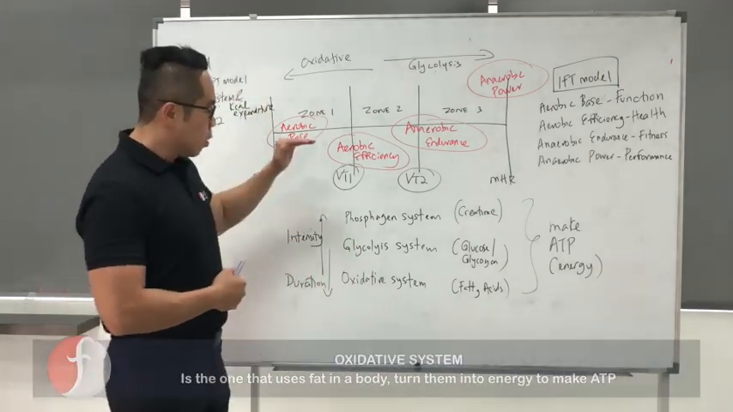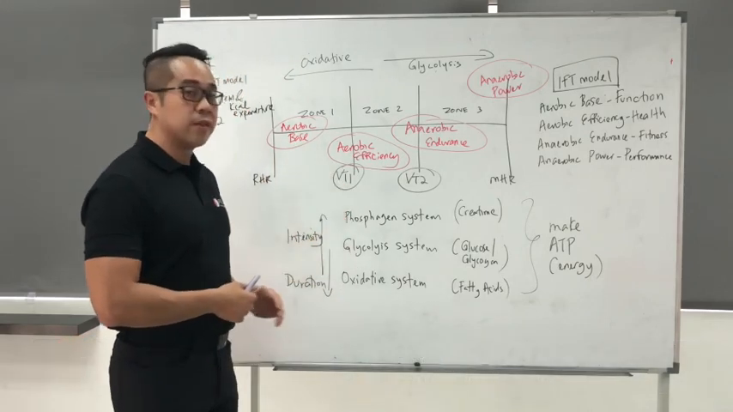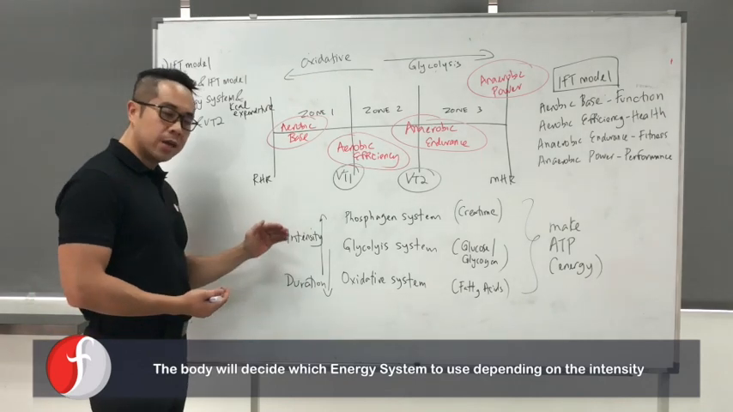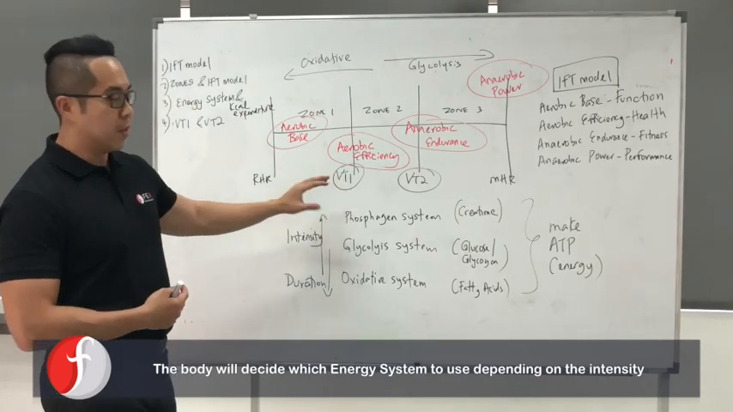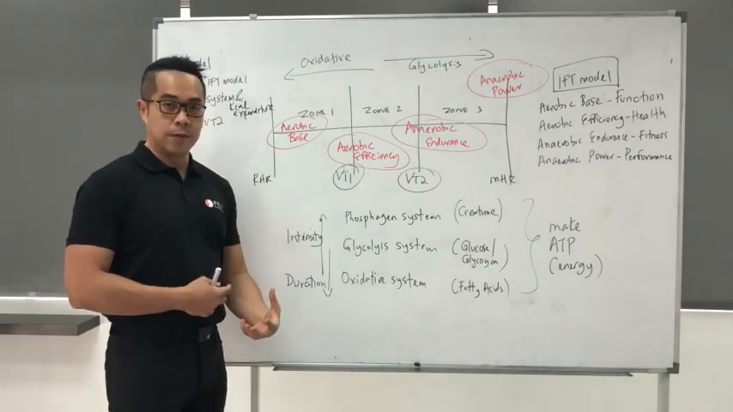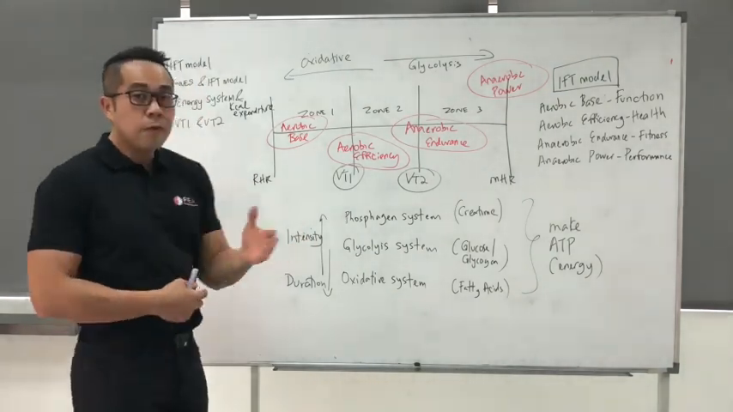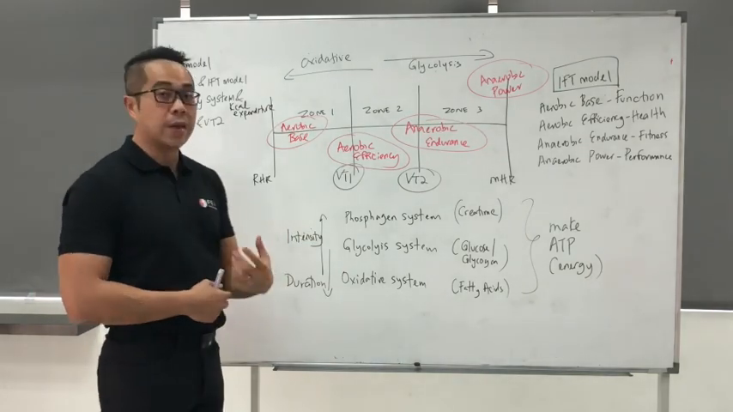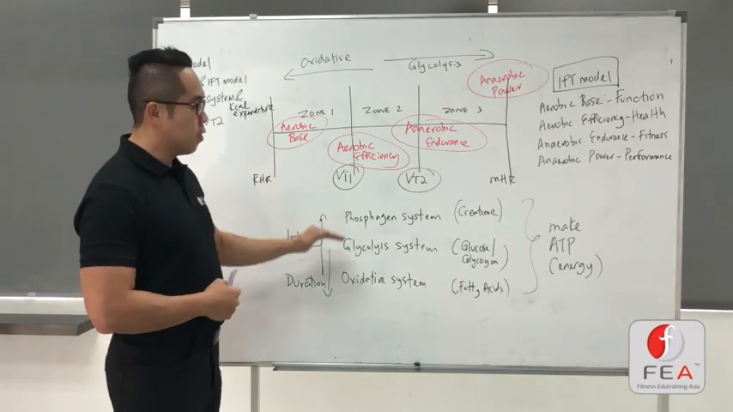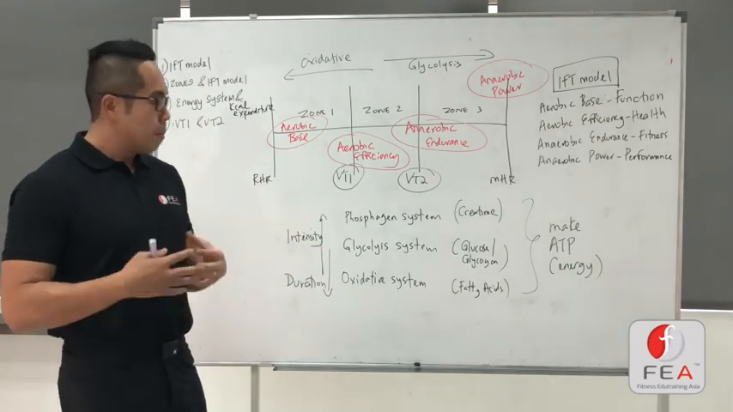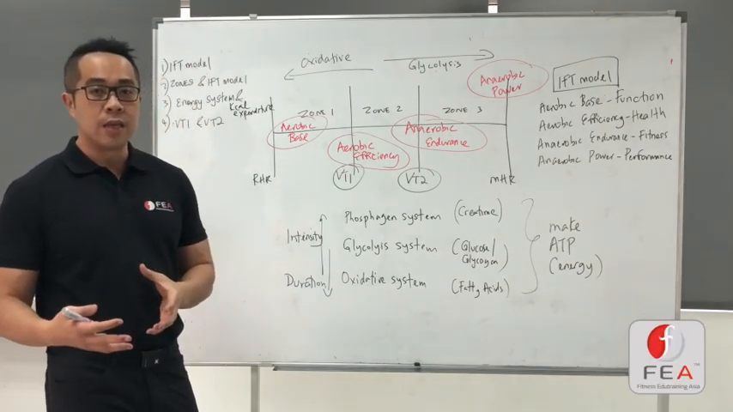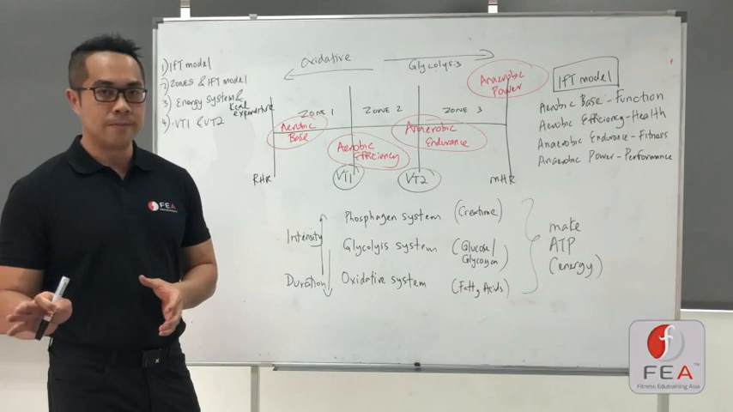So the body will decide which energy system to use depending on the intensity. If the intensity is really high, the body will use phosphagen. If the intensity is from low to moderate, it will use oxidative. Intensity from moderate to vigorous, it will use mainly glycolysis. Now, it's also very important for you to know that the energy systems are non-exclusive, meaning all three energy systems are present at all intensities. The difference is which is dominant.